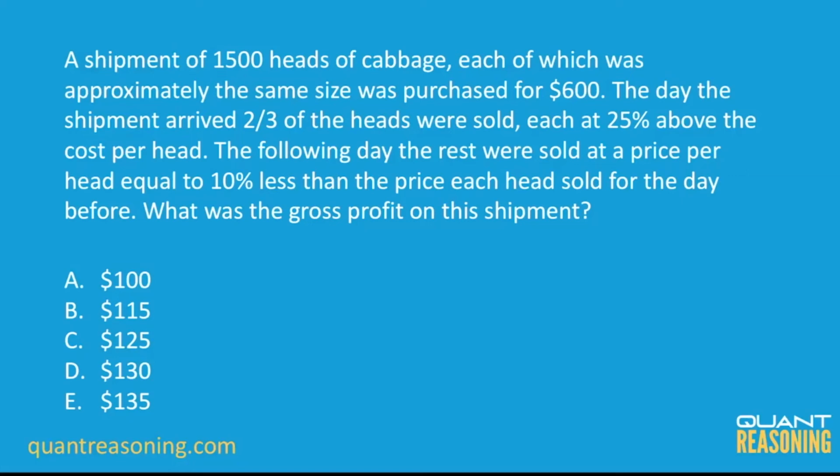The quick way is to really focus on the dollars going out and the dollars coming in. The dollars going out was $600. That's how much we spent. And we're looking for the gross profit. So if we can figure out how many dollars came in altogether, take out from that $600, we have our answer. So I'm really going to focus on the dollars coming in, because I already know how many dollars went out.